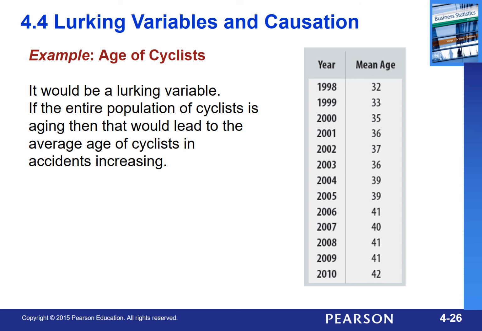So as you look at this, if the entire age of cyclists kept getting older and older, so if the population of people who are riding bicycles in general kept getting older, we would say that that was more the cause than anything else, and therefore it would be the lurker that was hiding in the background and causing the average age or mean age of cyclist accidents to increase. It wouldn't actually just be that these two were related to each other.